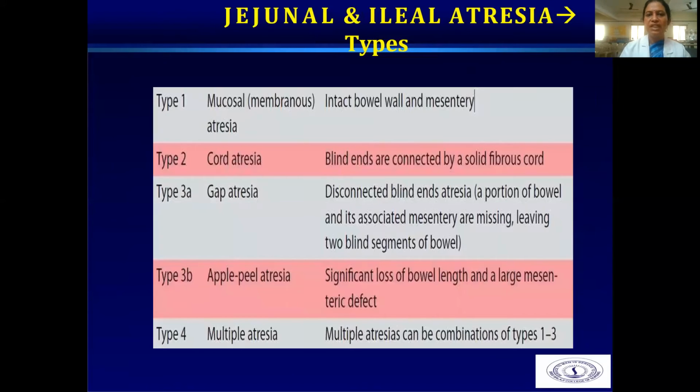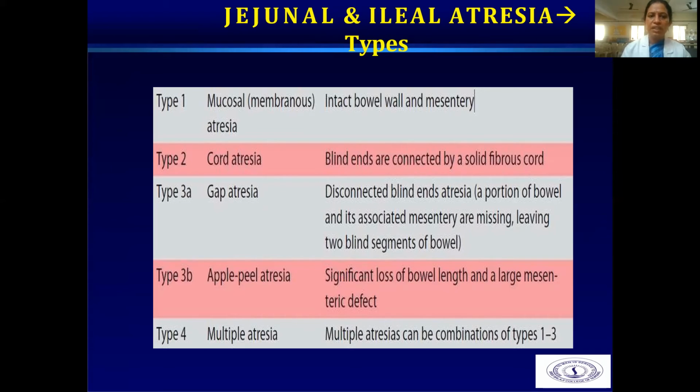Now, jejunal and ileal atresia, the types. Type 1, mucosal, that means membranous atresia. Intact bowel wall and mesentery. The bowel wall is intact with the mesentery. Type 2, cord atresia. Blind ends are connected by a solid fibrous cord. So there is a solid fibrous cord which is holding them.